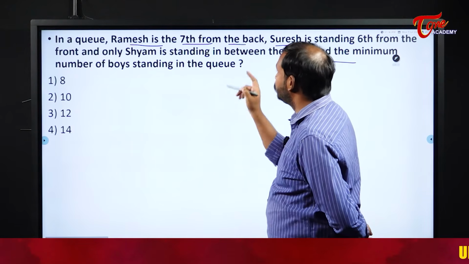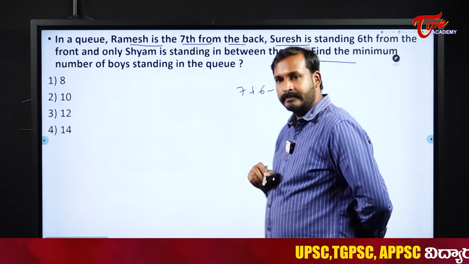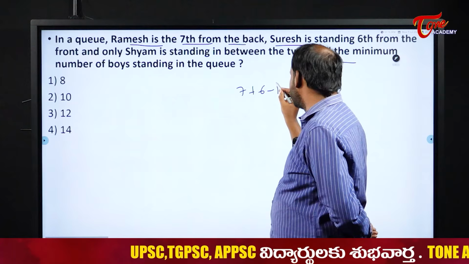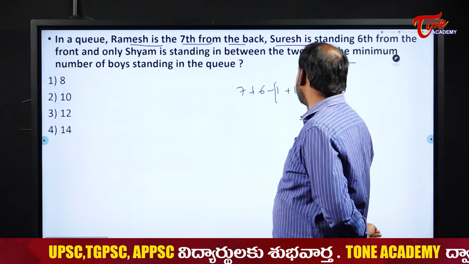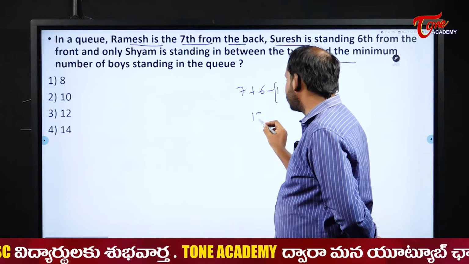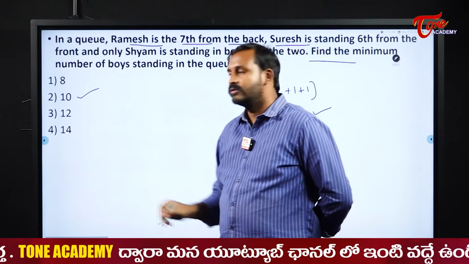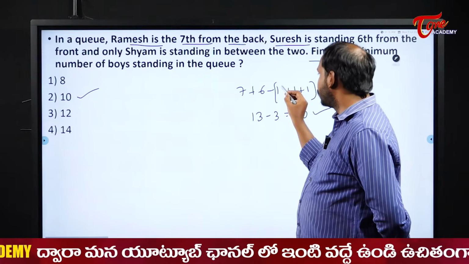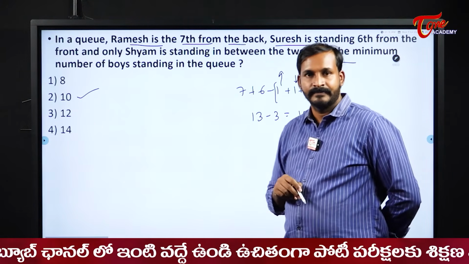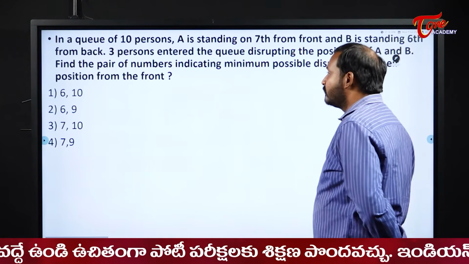See here, as I already told you, 7 plus 6 minus 1, minus of 1 plus 1 plus 1. So it will become 13 minus 3, it will become 10. So there are 10 people in that row. As I already told you students, this one is for number of persons, this one is for Ramesh, and this one is for Suresh. Okay, right? To get the minimum, we should do like that.